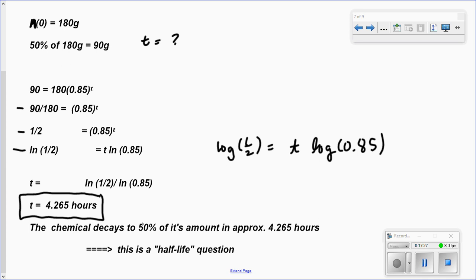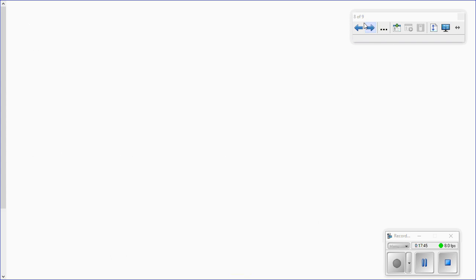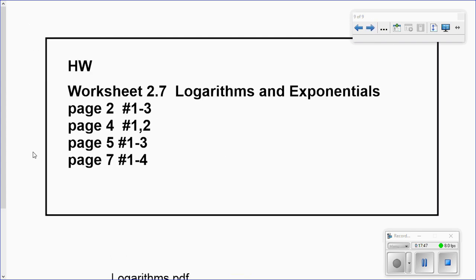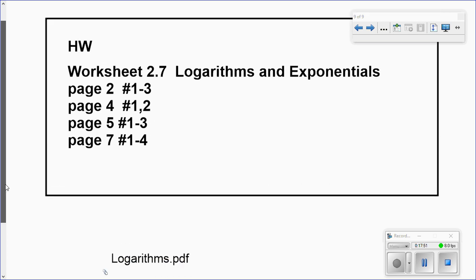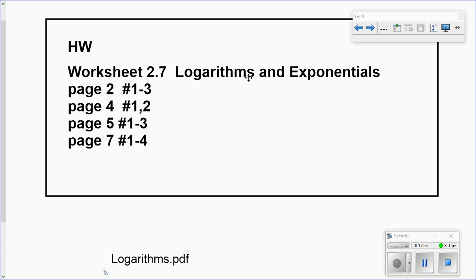So the chemical decays to 50% of its amount in approximately 4.265 hours. That's a typical half-life question that you may have done in biology or senior science classes. That's a quick review of logarithms, and you're going to be asked to work on a couple of these questions. The worksheet is embedded in the lesson file, so go to it. Thanks, good luck.